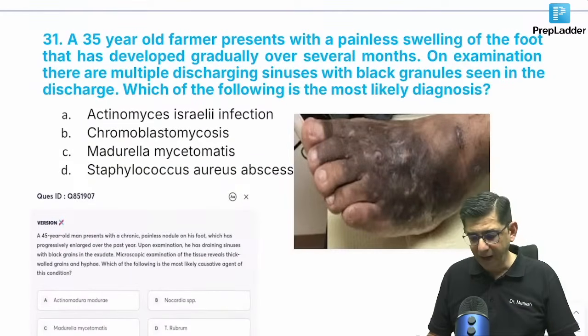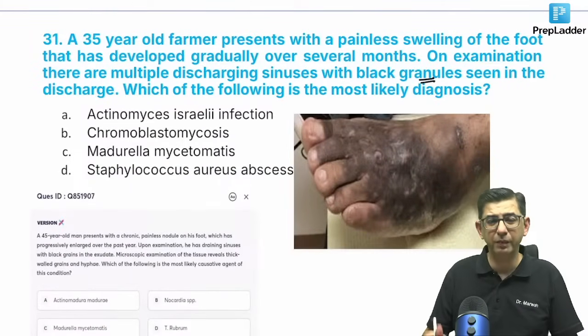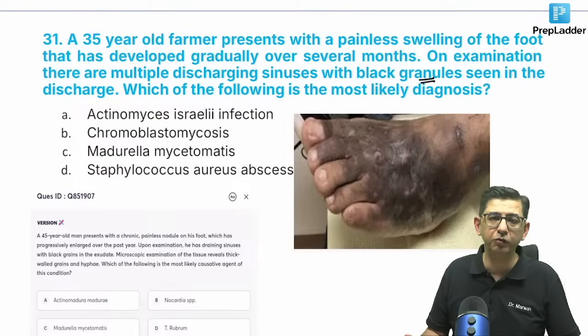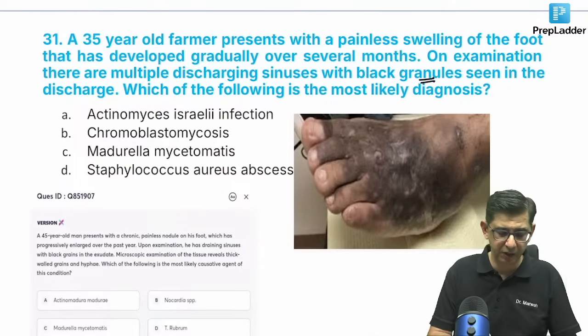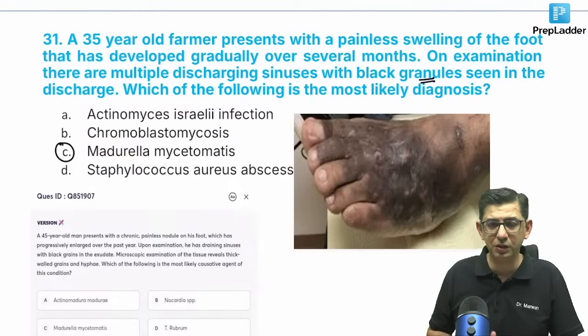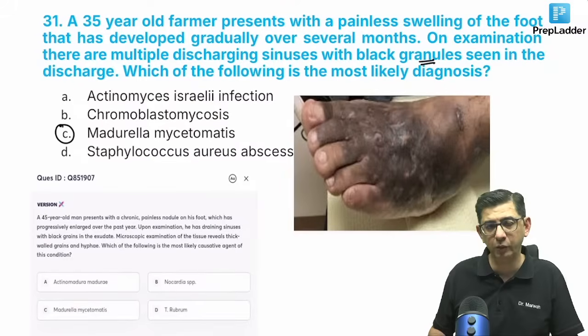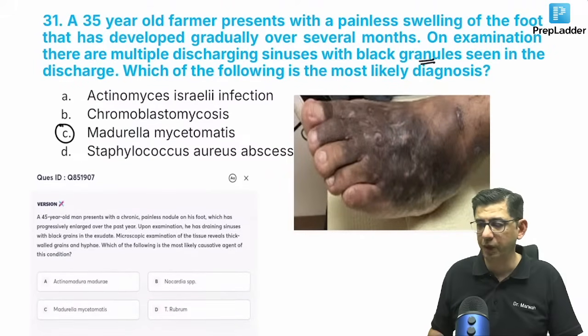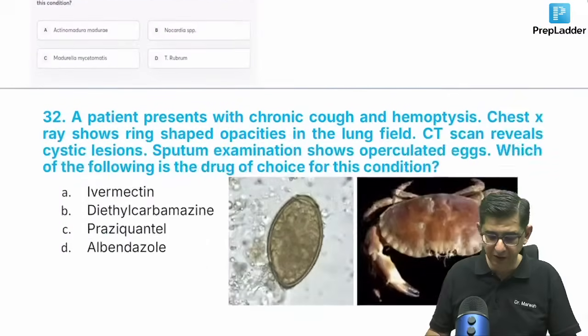Then was black granules coming out of this beggar's foot. The moment you read about black granules, you know it's Madura foot, and the organism would be Madurella in this particular case. As far as the remaining ones are concerned, with Staph aureus, pus would be present. So this is not botryomycosis. The image is totally different from what initially was being propagated, because botryomycosis would have a pus discharge present. So the 31st is sorted.